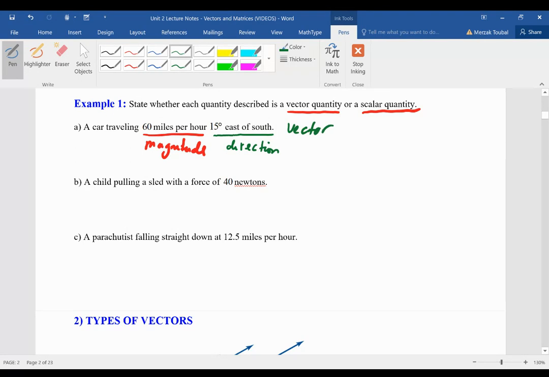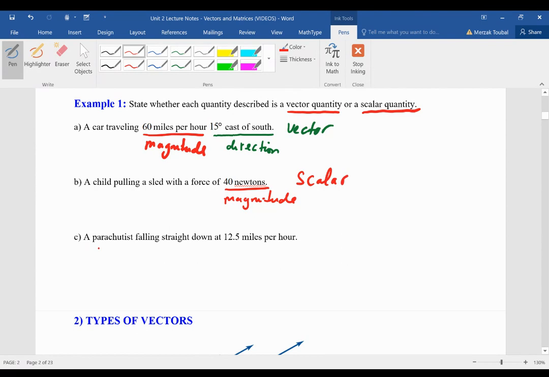A child pulling a sled with a force of 40 newtons. That's a magnitude. What is the direction? I don't see it. We don't have the direction. We don't know which direction this sled is being pulled. Is it being pulled north, south, east, west, left, right, down, up? We have no idea. So for that reason, this is a scalar, not a vector.